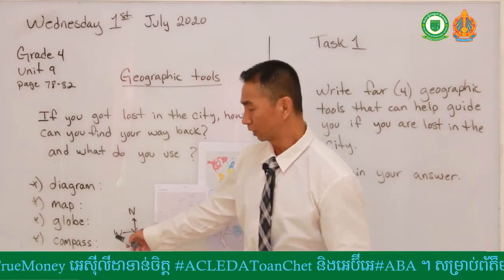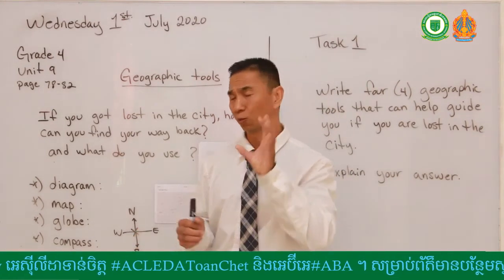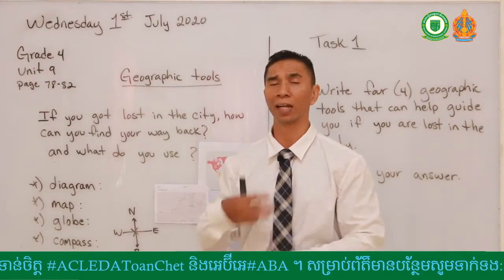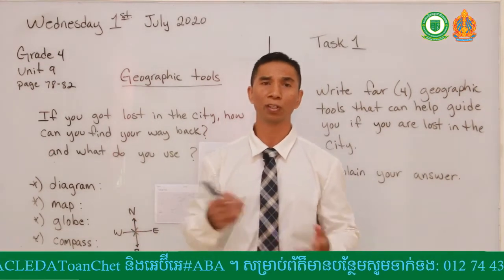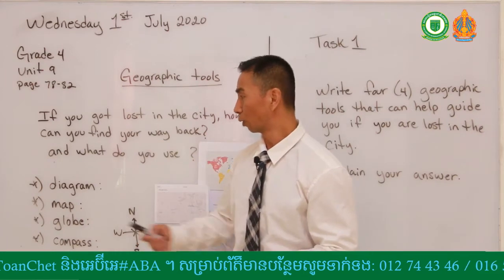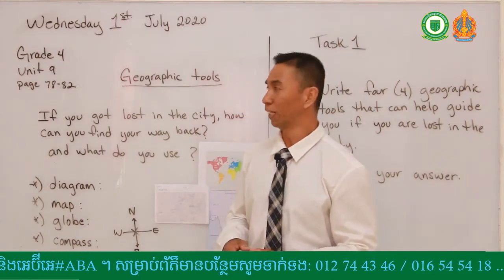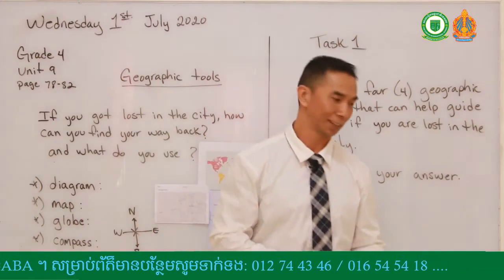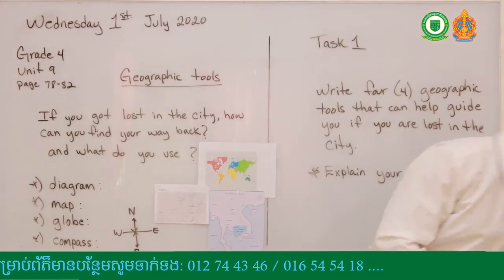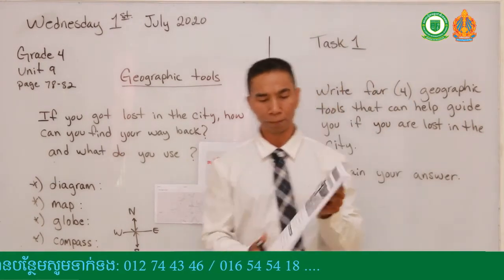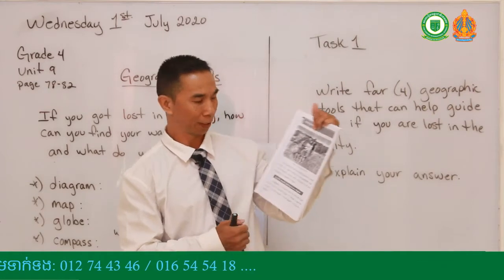So a compass is a round, flat thing that tells us the direction where we're heading. Either we are going north or south or east or west. Okay, can you please bring out your book and turn to pages 78 and 82? On pages 78 and 82, I have my mark.